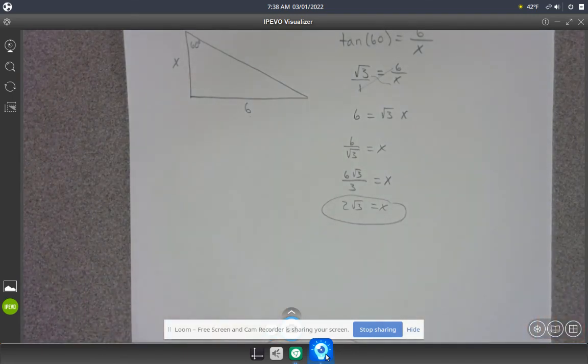Alrighty, there's a couple applications for you. This is just allowing us to find the exact answer for what x is rather than just whatever that decimal form would be.